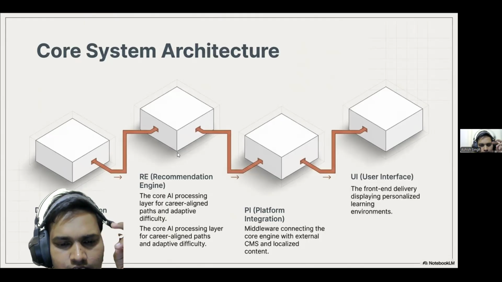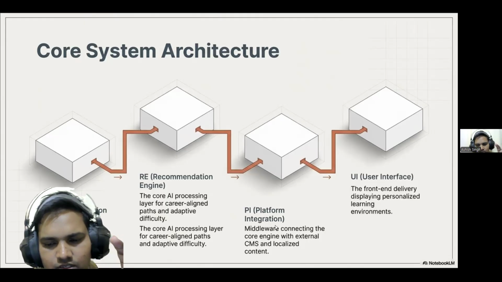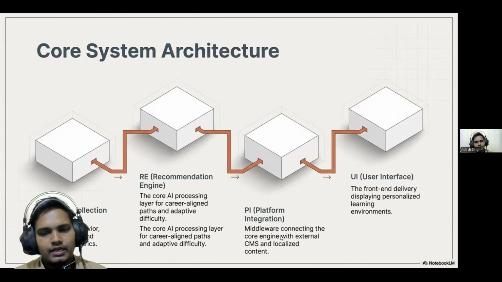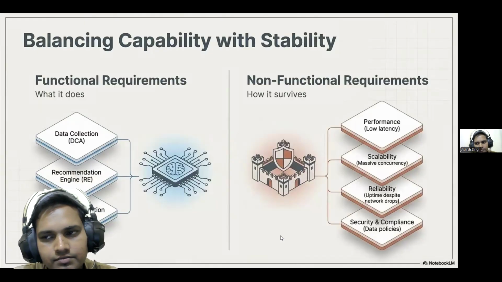After the recommendation engine has done everything, we need platform integration. This covers all the localized content and is the junction point between the UI and the backend. So this is the core system architecture at a broad level.